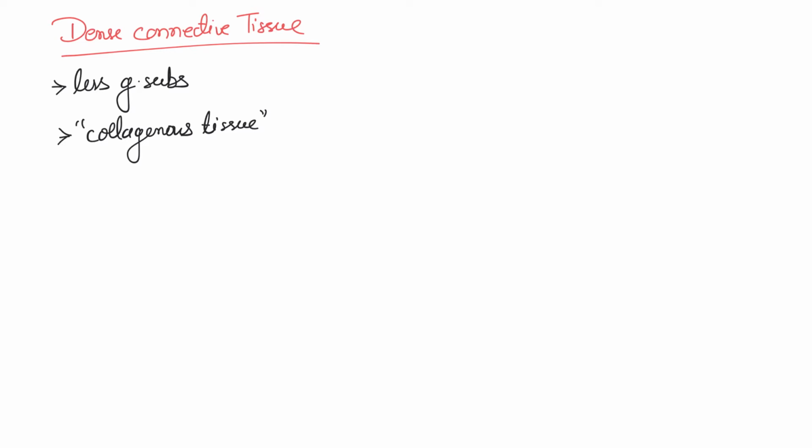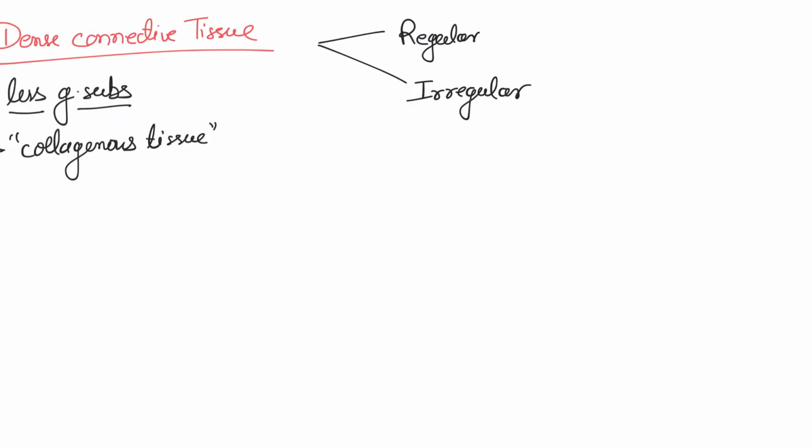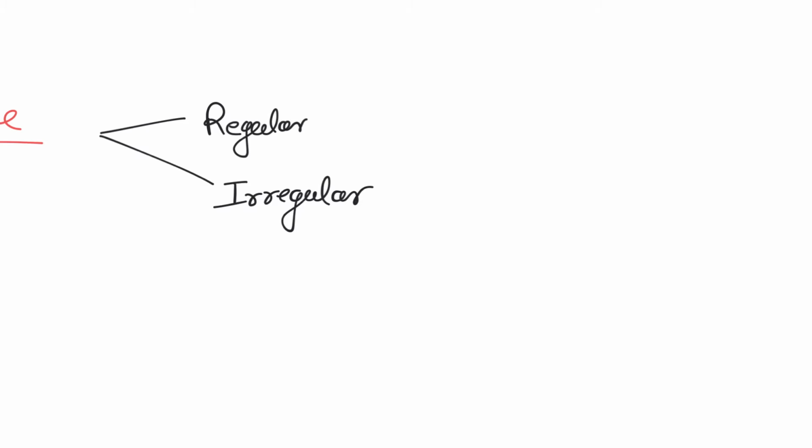So dense connective tissue, we remember that the reason we call them dense is because they have less ground substance and more of the cells and the fibers. They are also called collagenous tissues because they have more collagen. Now, dense regular and irregular, there could be two types of these tissues, and the difference is pretty much hidden in their names itself.